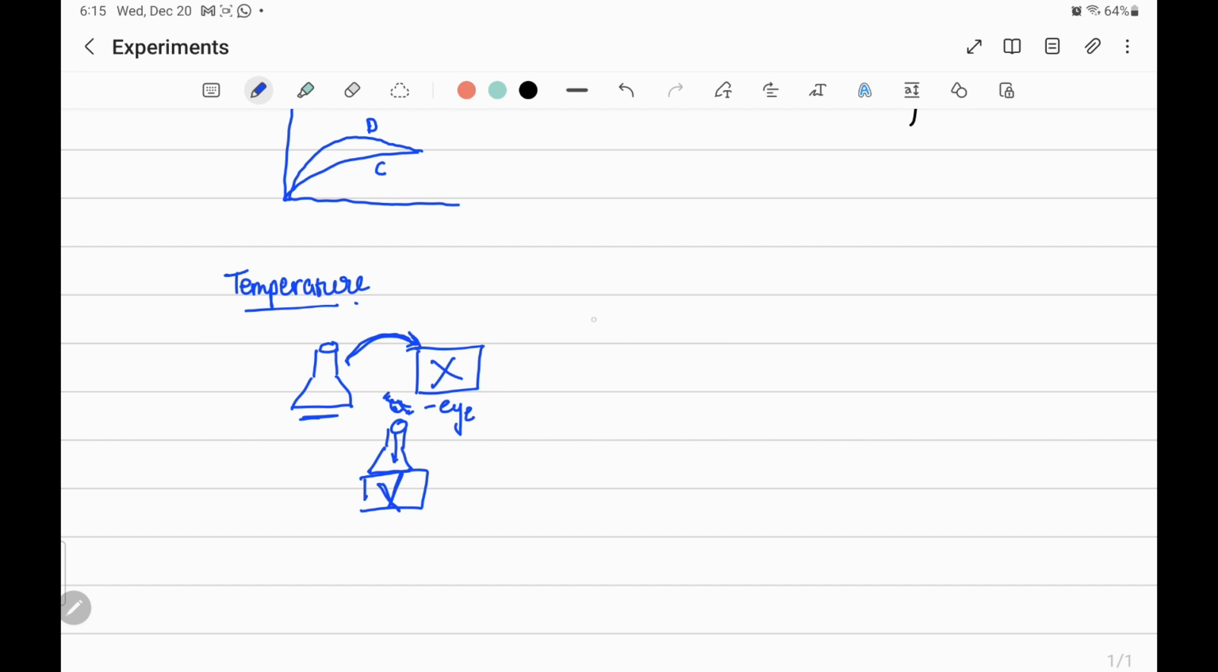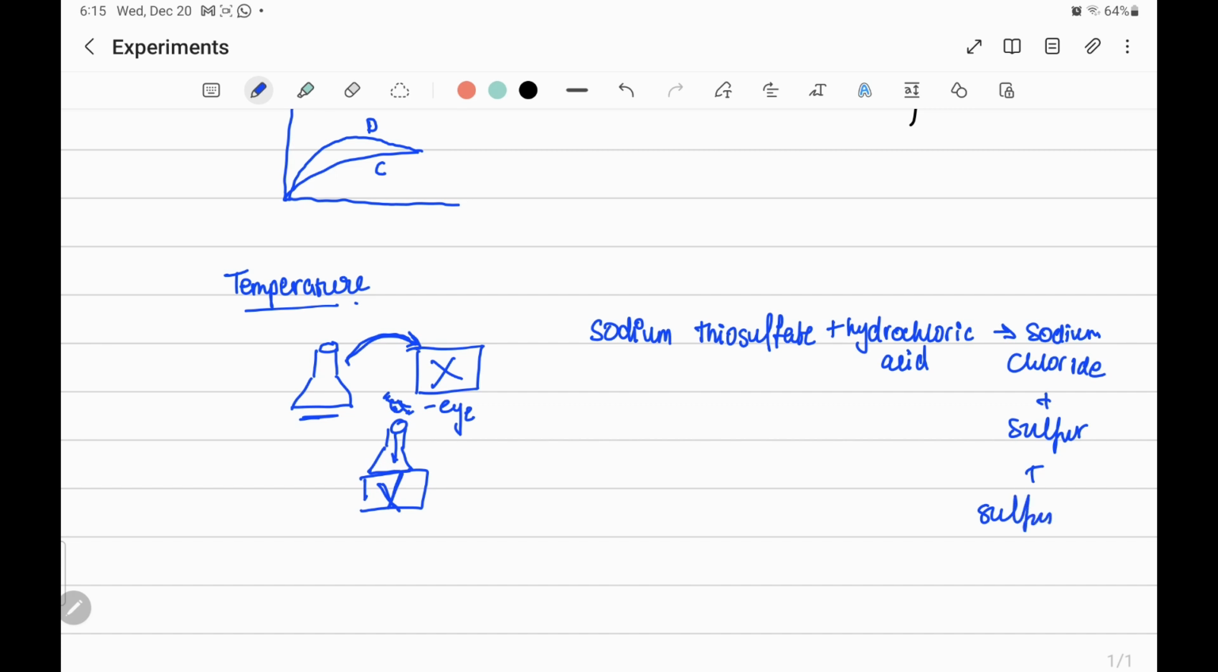Now, the reagents that we have over here are sodium thiosulfate plus hydrochloric acid, and that gives sodium chloride plus sulfur dioxide plus water. You are not required to know this entire reaction, so don't worry about it. What you do need to know is that the flask contains sodium thiosulfate. And what you're going to do is add hydrochloric acid really quickly.